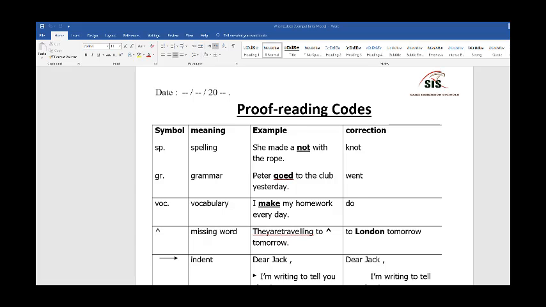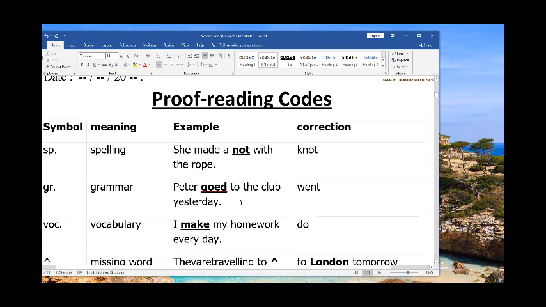The second lesson in our writing booklet, we have the proofreading codes. What are these proofreading codes? Now you're Junior 4, you're grown-ups. I'm not going to correct your writing mistakes. So what am I going to do? I'm going to underline the mistake and write above it, this is a mistake in what?